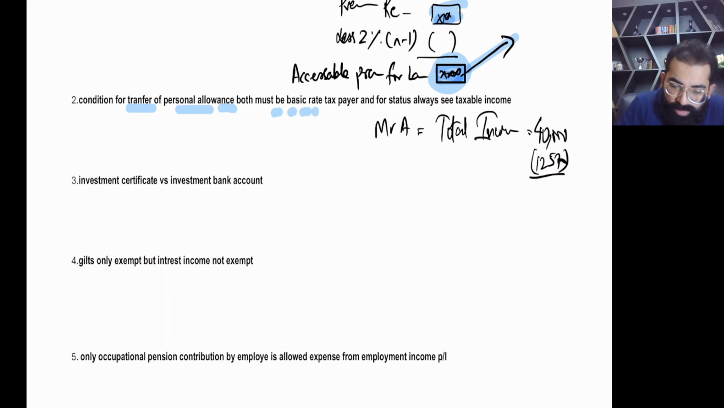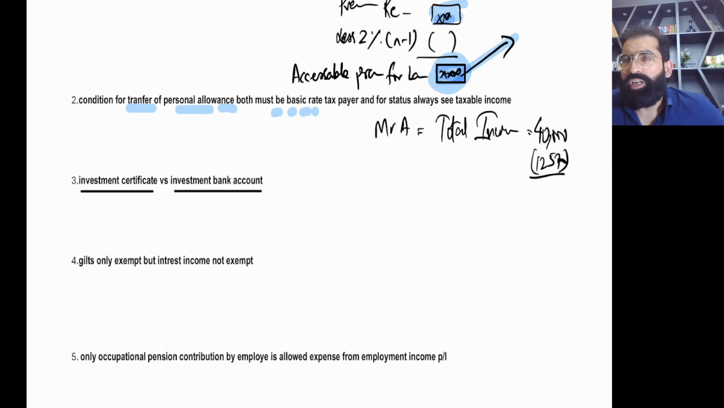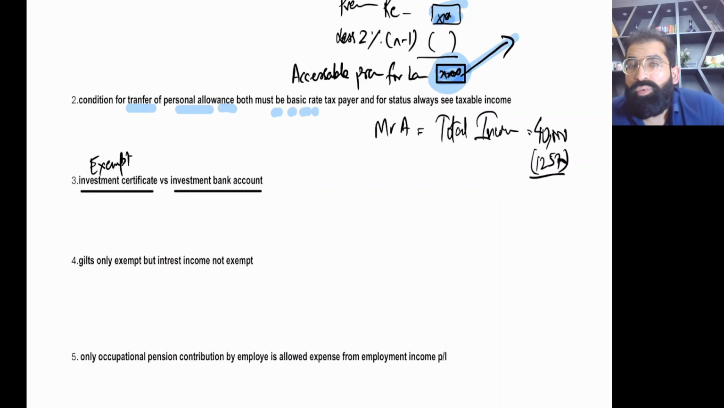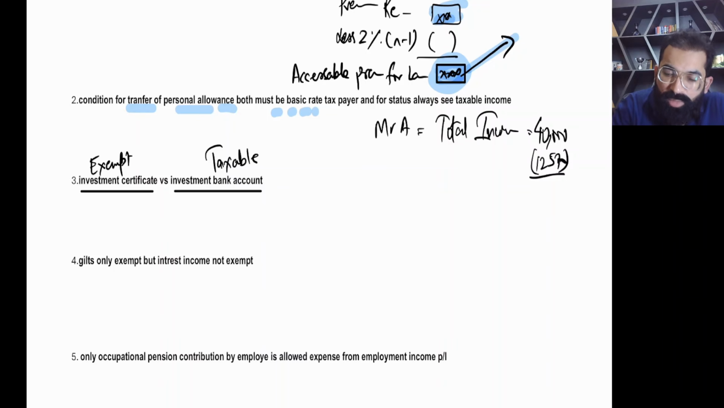Then for individuals, hope you remember there are certain incomes which are exempt. Interest income from national savings certificates is exempt, but interest income from a National Savings and Investments bank account is taxable. So be careful with the wordings.